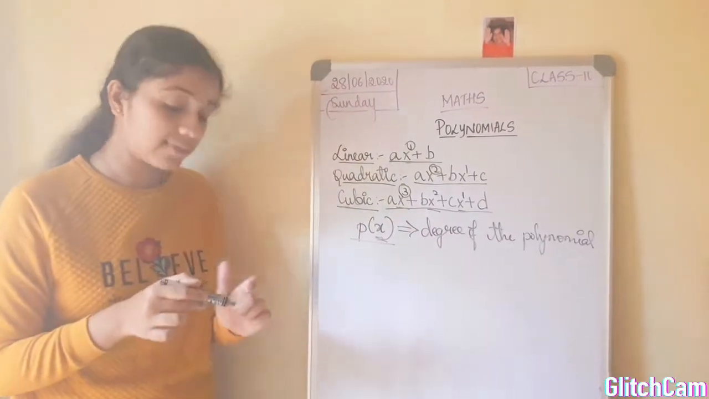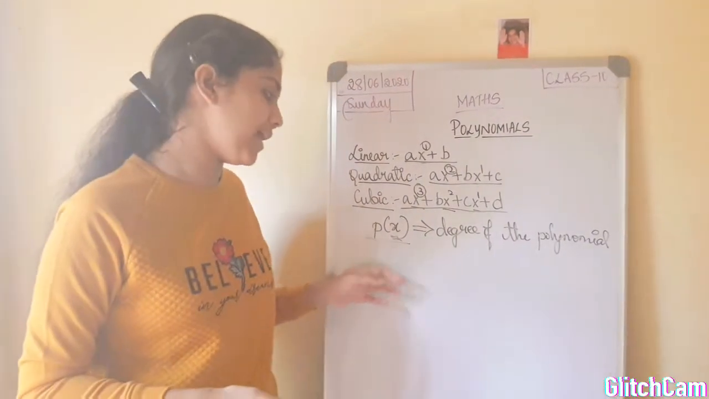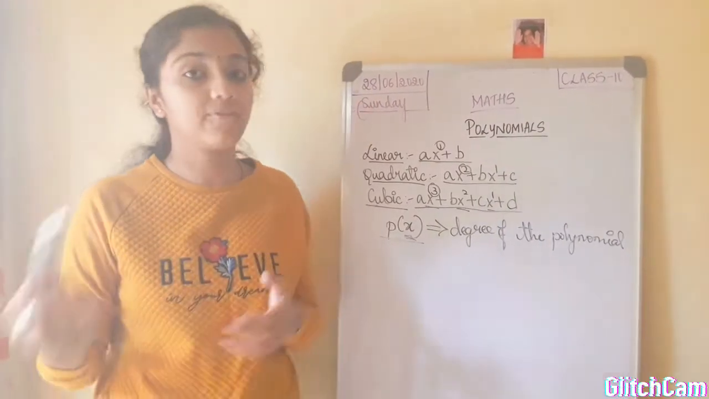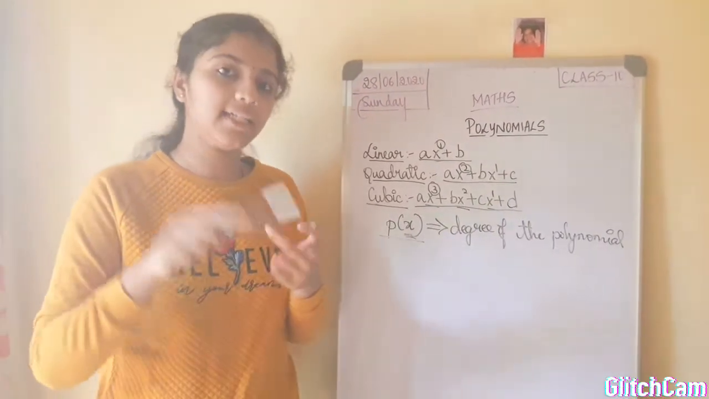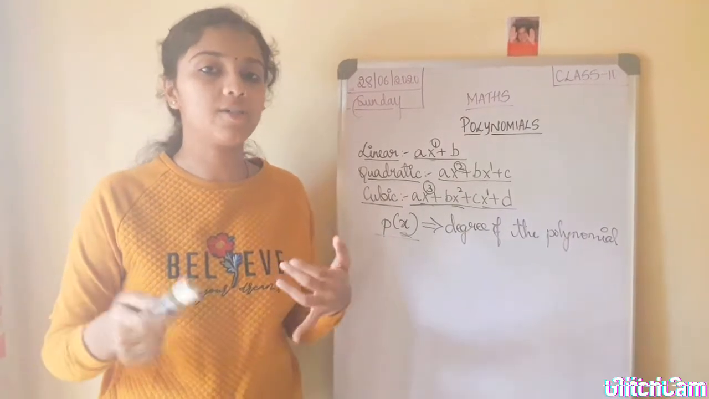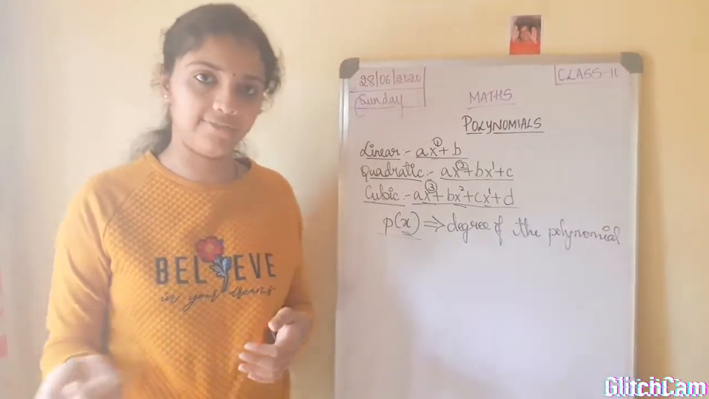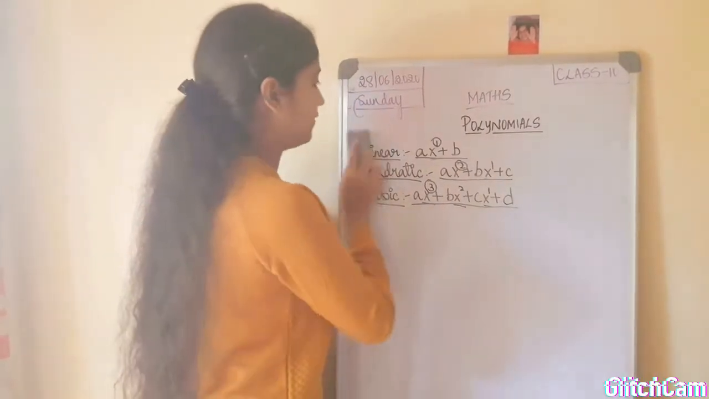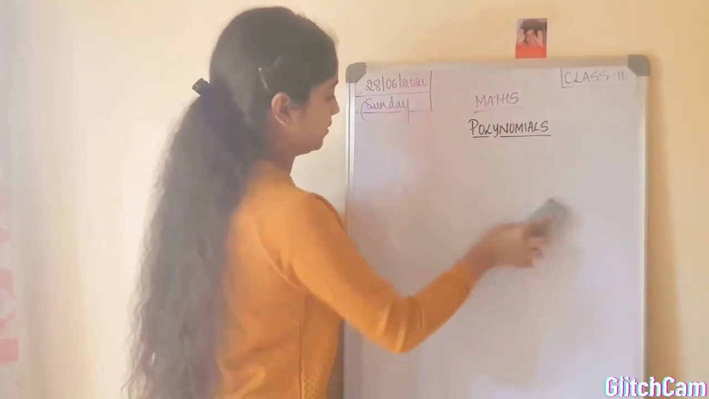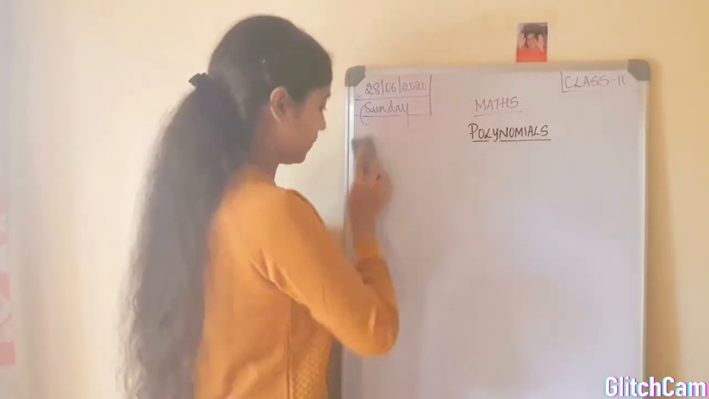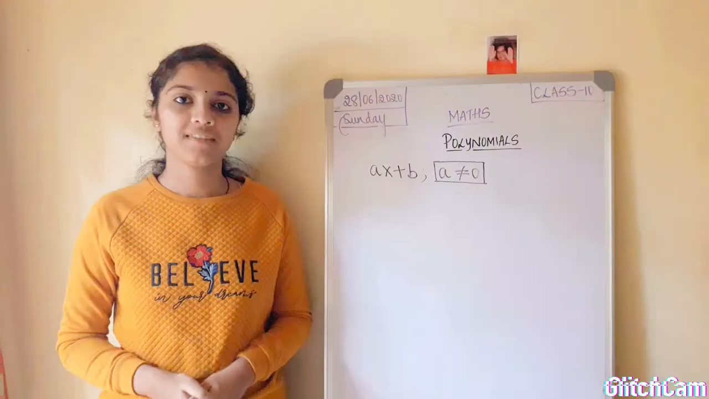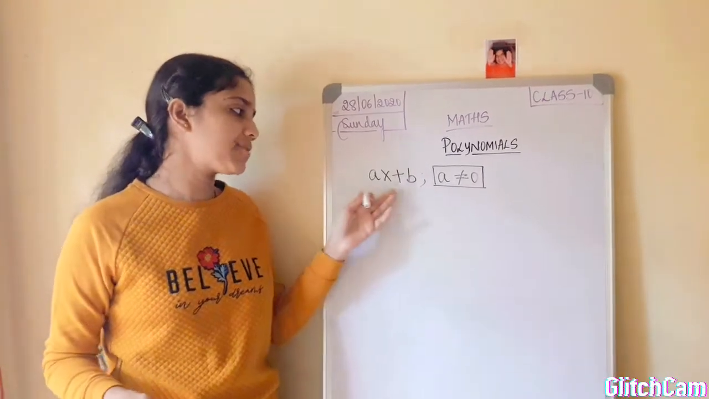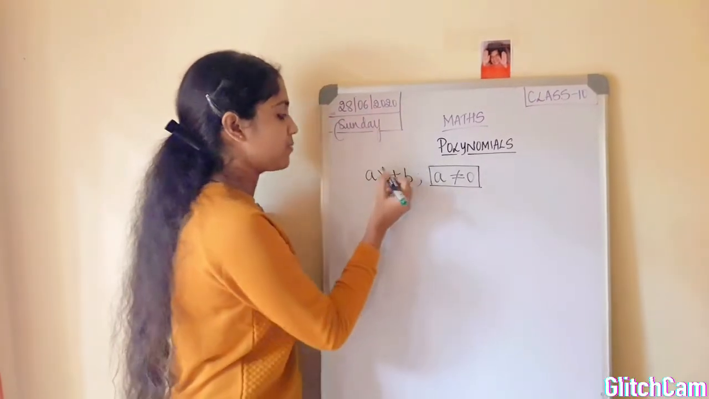So the highest power of p of x is what we call the degree of the polynomial, and based on this we have different types of polynomials: linear, quadratic, cubic, and you also have biquadratic that we'll learn in the further classes. So you have linear, quadratic and cubic polynomials.